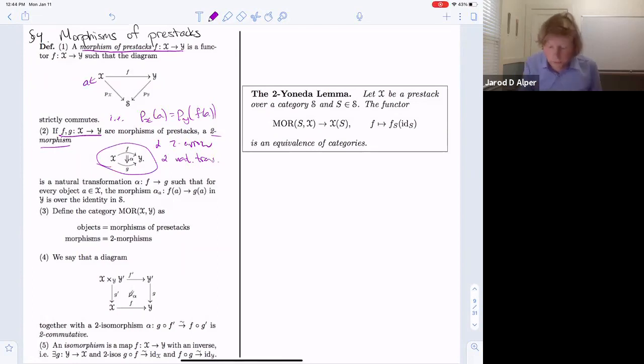Great, so now if we fix two prestacks X and Y, we actually get a category of morphisms, right? Where the objects are morphisms and the morphisms are two morphisms. And maybe as a simple exercise, show that if you have prestacks, then this category itself is a groupoid.